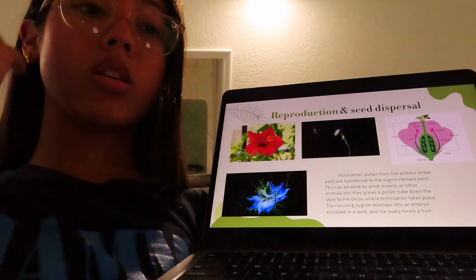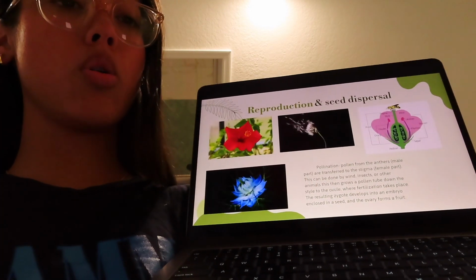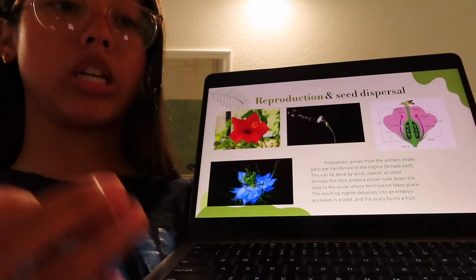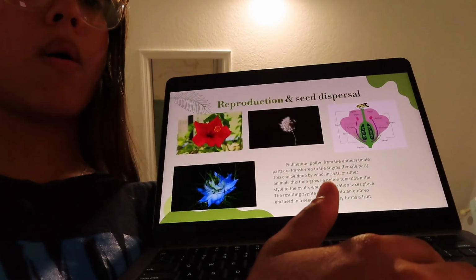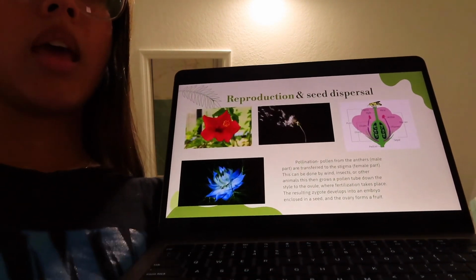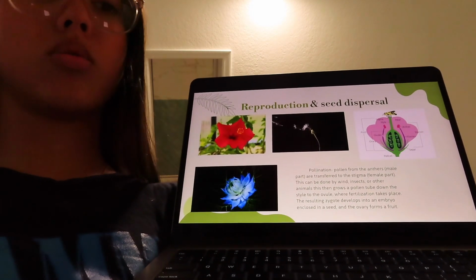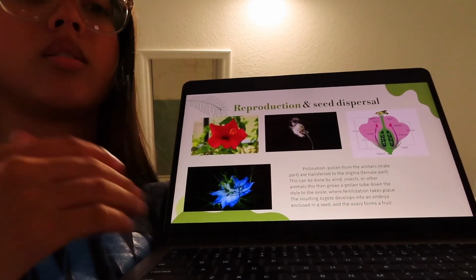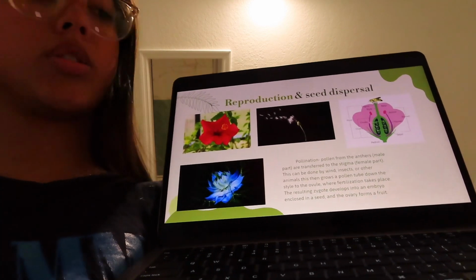And once the pollen is transferred, it grows a pollen tube down the style to an ovule, and that's where the fertilization takes place, and that results in a zygote, which develops into an embryo, which then forms a fruit. And seed dispersal, like I said, is through wind, animals, and other mechanisms. And once the seed reaches a favorable environment that it wants to grow in, then the cycle restarts and begins again.